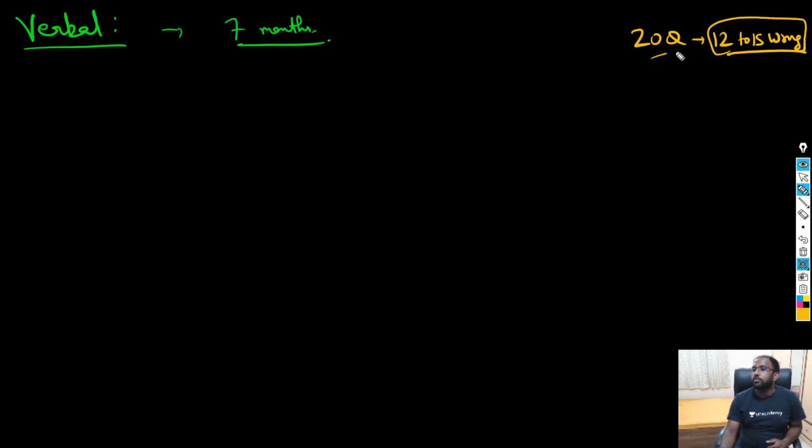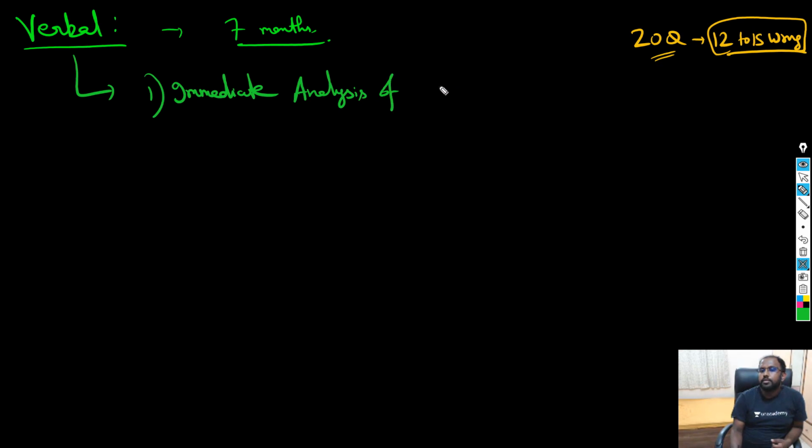12 to 15 questions wrong out of 20. That's a big problem, right? That means you can't afford this in the main exam. So how to improve verbal? There are two very important ways. One is immediate analysis of whatever sectionals or mocks you give. And second, try to read novels.